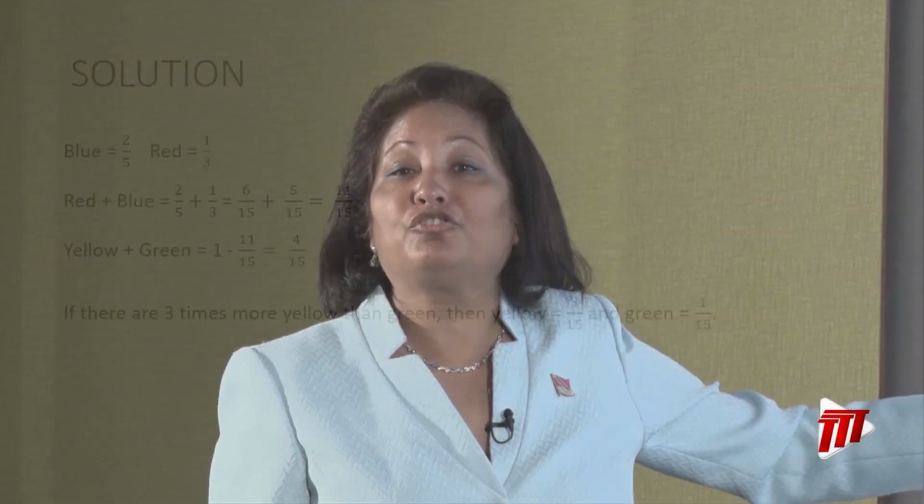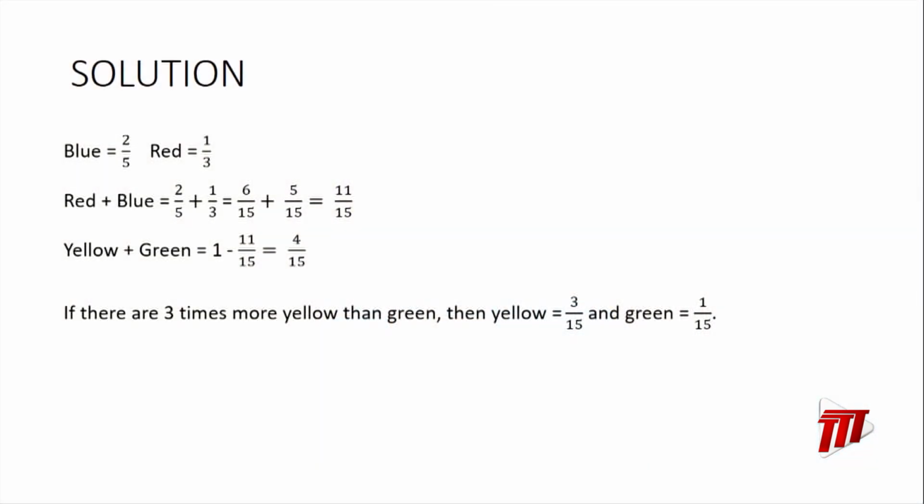So this is the crucial part of the question. You're told that there are 3 times more yellow than green. If together they represent 4/15, then 3 times would be 3/15 and the green would be 1/15. Do you now see that yellow is 3 times the green? Yes, because yellow is 3/15 and green is 1/15. We have another piece of information involving the 126 beads. We are told that red plus yellow plus green is 126.